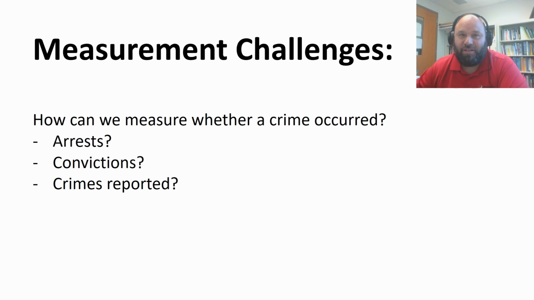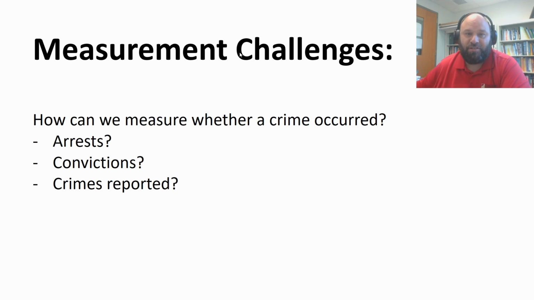How about convictions? That seems like it should be pretty decent. But on the one hand, how many convictions are overturned? Maybe somebody was wrongly convicted. On the flip side, what about somebody that actually committed the crime but was acquitted for lack of sufficient evidence? And finally, what about crimes reported? Well, a lot of crimes go unreported, and sometimes somebody reports a crime when a crime didn't necessarily happen. So there are a lot of challenges with measuring crime rates.